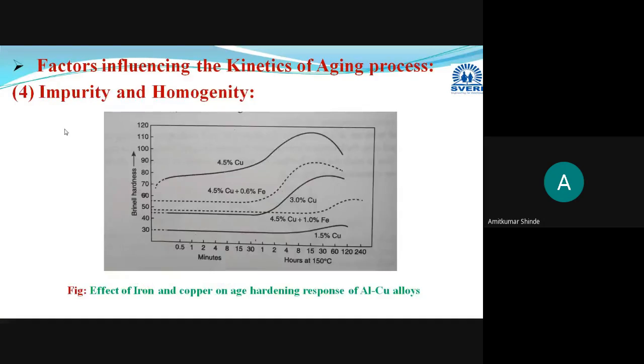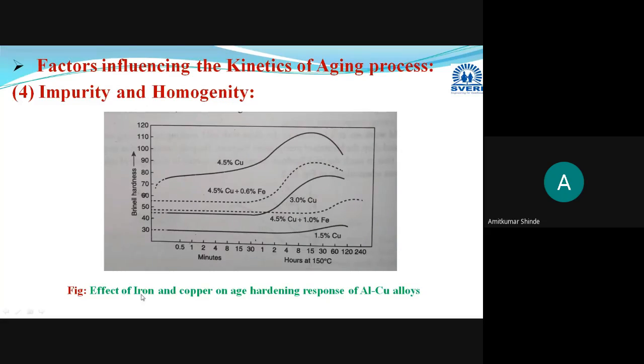And this is the last, fourth point: impurities, or you can say the homogeneity of the particular alloy. This point is explained by taking the composition of an aluminum and copper alloy. Here I have taken 4.5% copper and the remaining will be aluminum. Here 4.5% copper, 0.6% iron, and the remaining will be aluminum. Here I have taken the aluminum copper alloy and its hardness value, Brinell hardness, which is the hardness tester used for measuring the hardness values.